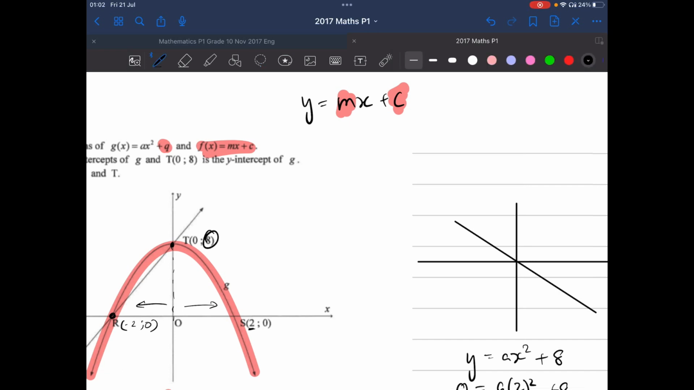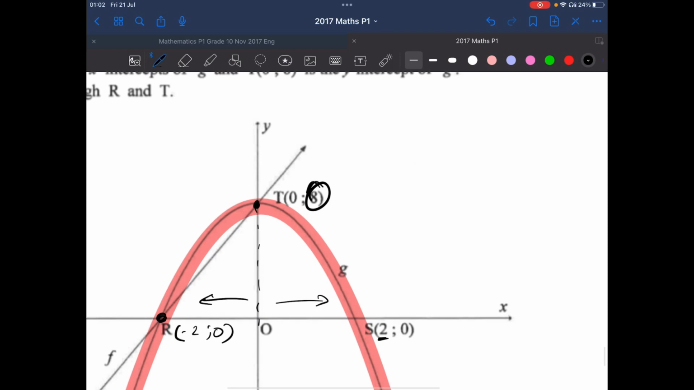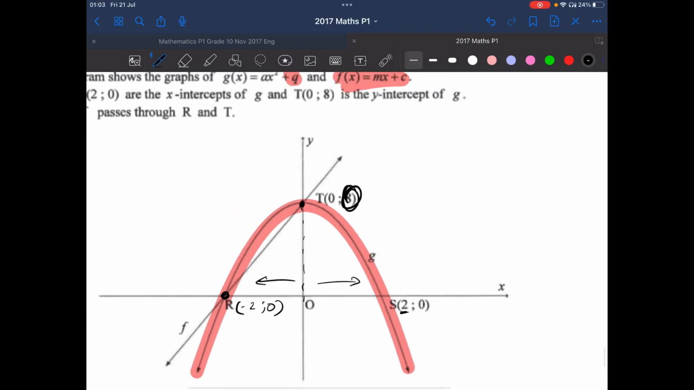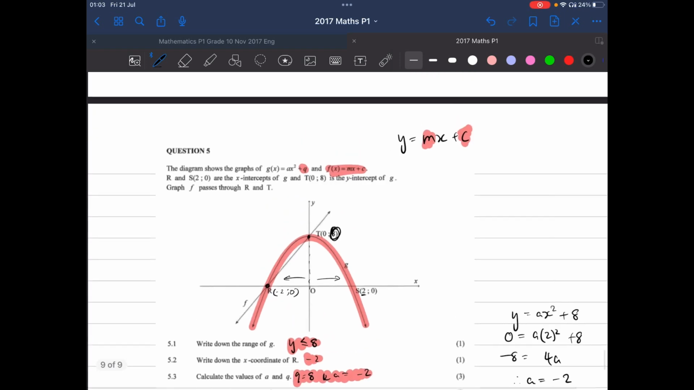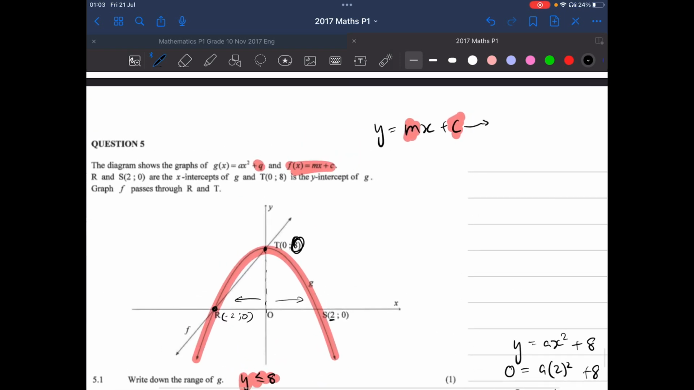Okay, so it's where this line intersects the y axis. Okay, so in this case we again are given it because it's the same point as the turning point of the parabola. It's at 0 and 8. So we can say that c is already given to us. It's plus 8. Okay, so now we have y equals mx plus 8.